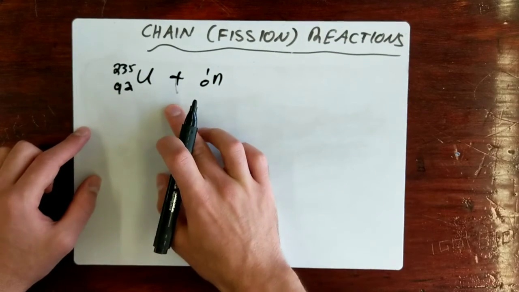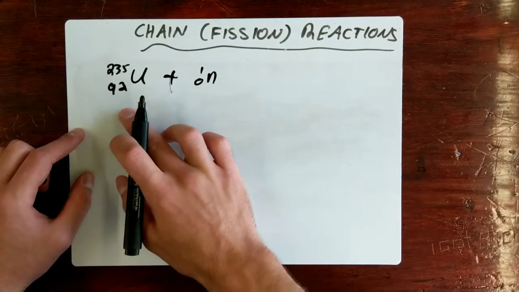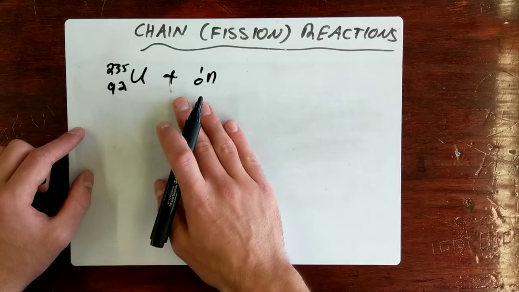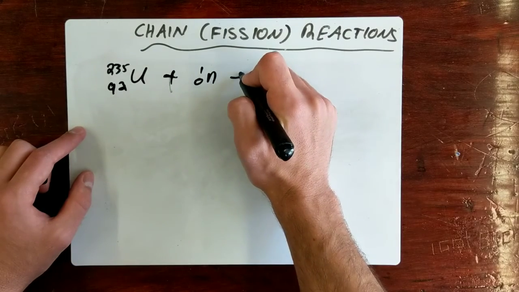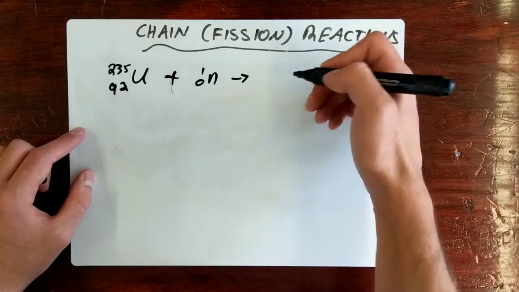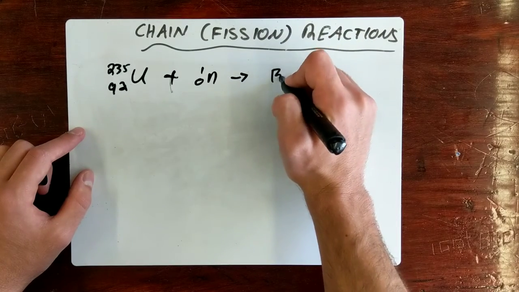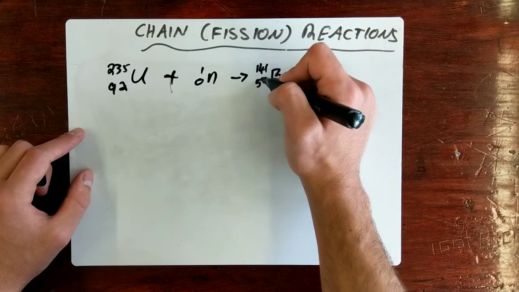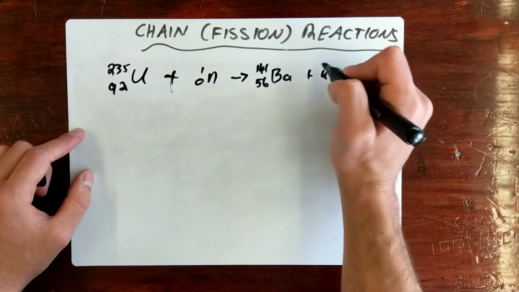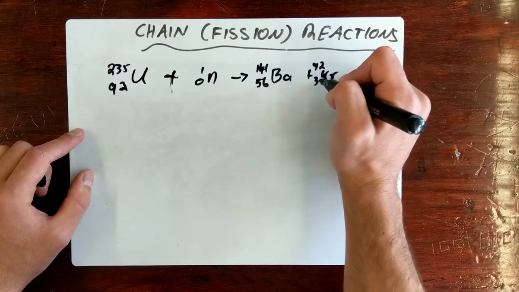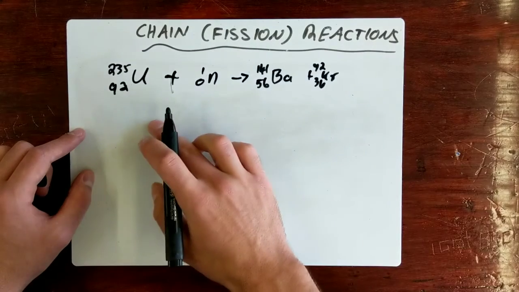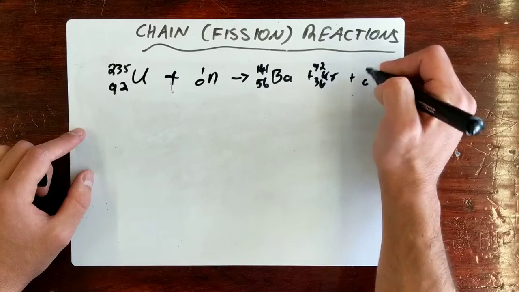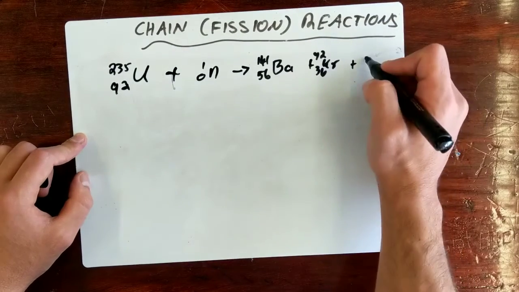We've spoken in a past video about how when this uranium-235 nucleus absorbs a neutron, it will split into smaller daughter nuclides. Specifically, one of the things that it might split into is barium-141 and krypton-92. And then we spoke about how to balance out the mass number in this equation. I would need 3 neutrons to be released as well.